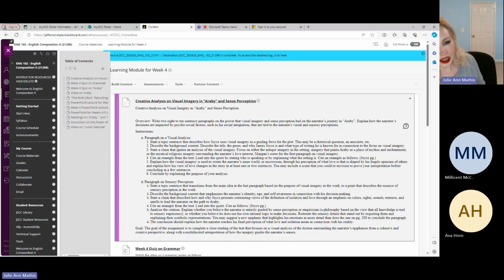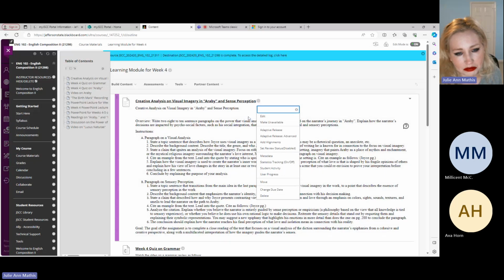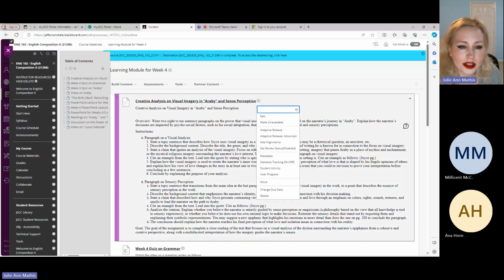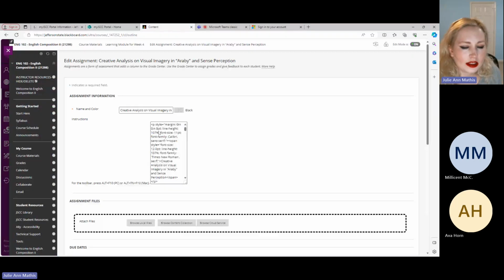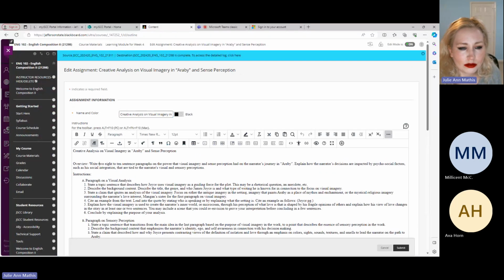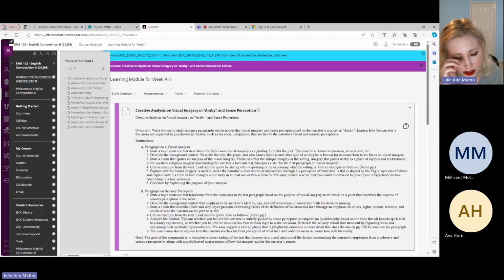Let's go ahead and take a look at the creative analysis on visual imagery. With this, it's write two 8 to 10 sentence paragraphs. Let's say, because there are six points here, if you have around 6 to 8 sentence paragraphs, that's fine, because I do have six points here, and I try to be as thorough as I can with instructions so that you know step by step what should be done. And as long as, like I said, there's one citation per paragraph.